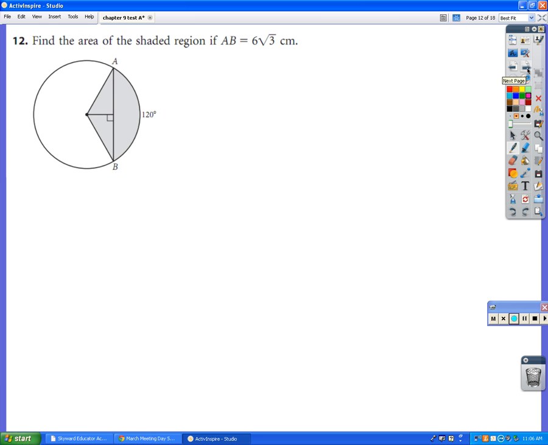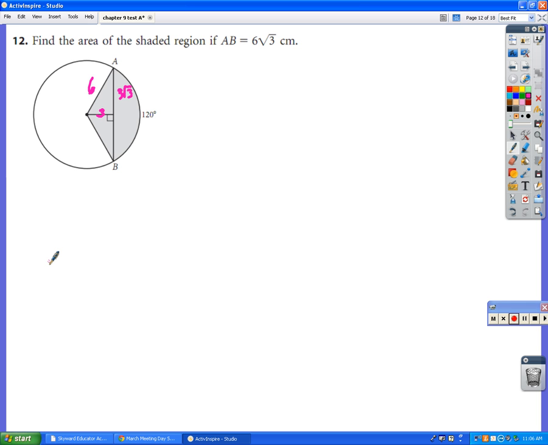All right, number 12. Find the area of the shaded region if AB equals 6 root 3. So if this whole thing is 6 root 3, how much is this distance right here? 3 root 3. And that's the long leg of a 30, 60, 90. So if this is 3 root 3, what's this? 3. And if that's 3, what's this?